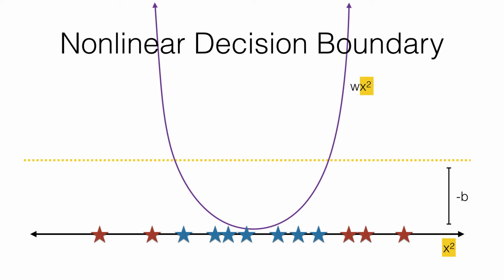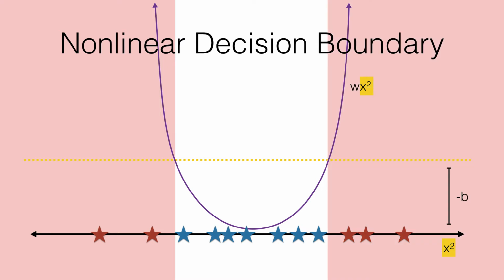So if we again threshold by the bias, on the left we're going to predict positive, and on the right we're going to predict positive, and then in the middle we'll predict negative. So by considering the squared value of the input, we are able to fit something that wouldn't be possible with just a linear separator.